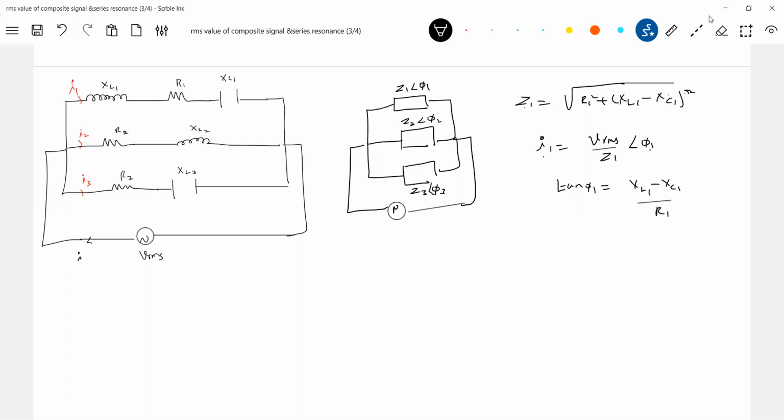Go back to RLC. Don't bother about parallel. Take the parallel circuit out of your mindset. A series circuit is there. For the RLC circuit, what is the phase angle? This is the formula. Then what is the magnitude? Vrms by Z1. I think we did that.